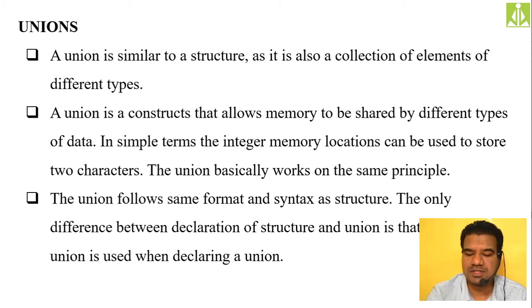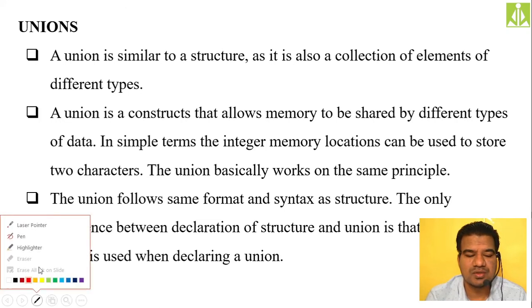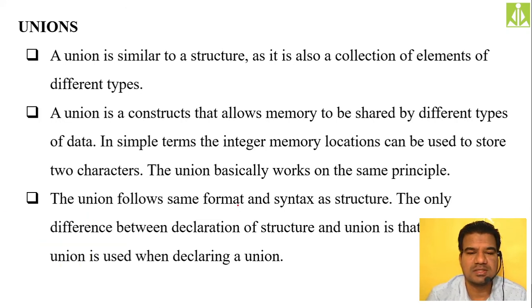So if you read the first point over here, we are saying a union is closely related to structures. It is exactly similar to your structures. There is very little difference between a structure and a union, and it is also a collection of elements of different data types. Your union is also a collection of elements of different data types, that is nothing but a collection of heterogeneous data elements.